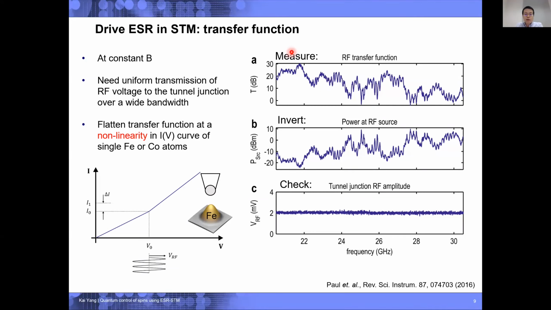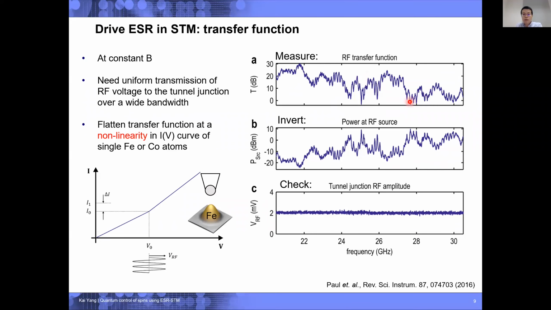To get the transfer function, of course, we need to know the RF voltage that is applied across the STM junction. The key is to use the nonlinearities of the IV curve to convert this high frequency RF voltage into an averaged DC current. Then we can easily measure this DC current and learn about the amplitude of the RF voltage. And then we can obtain this transfer function at different frequencies. And as you can see, there are many peaks and dips.